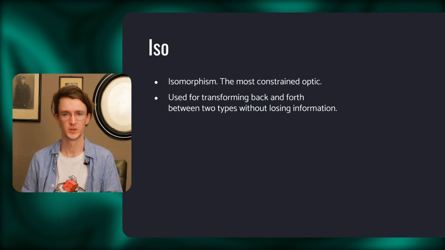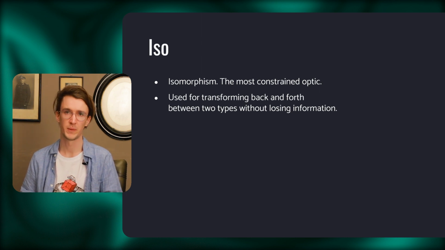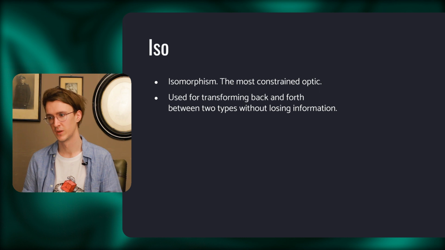Iso, also known as isomorphism, is the most constrained optic. It's used to transform back and forth between two types, but without losing any information.